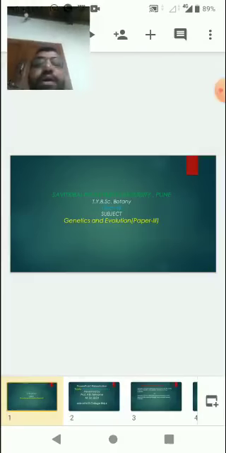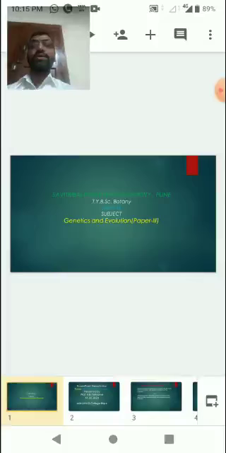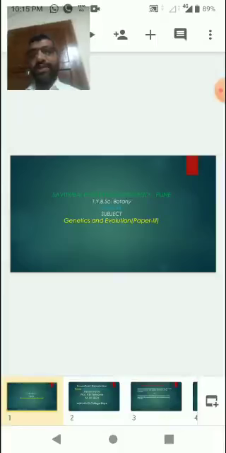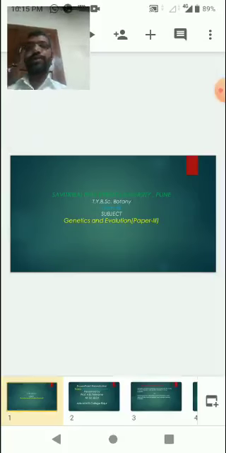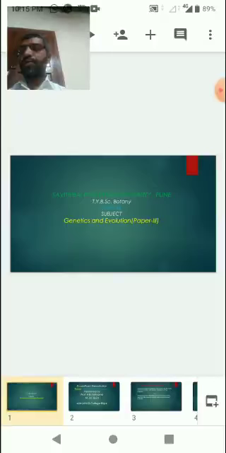Now by means of the dihybrid cross, Sir Gregor Mendel took one example. For the dihybrid cross, he took a parent with two contrasting characters. What is a dihybrid? First of all, we discuss it. A cross between two pure or homozygous individual parents which differ in two pairs of contrasting characters is known as the dihybrid cross.